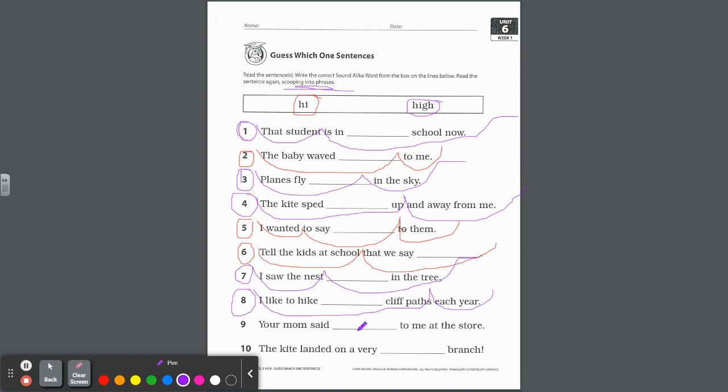Number 9, your mom said hi to me at the store. Right, that's like hello, H-I. Your mom said hi to me at the store. And number 10, the kite landed on a very high branch. Right, H-I-G-H. The kite landed on a very high branch. Make sure you scoop. Awesome work, 3rd grade.